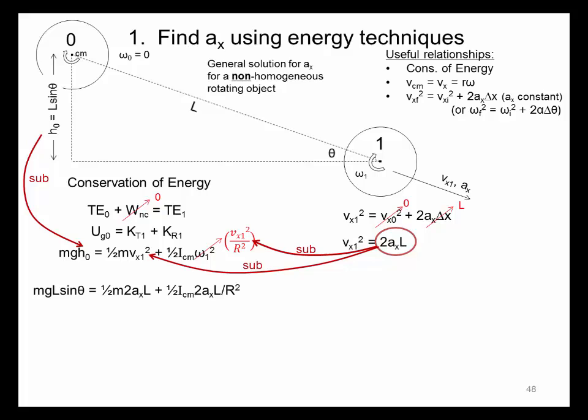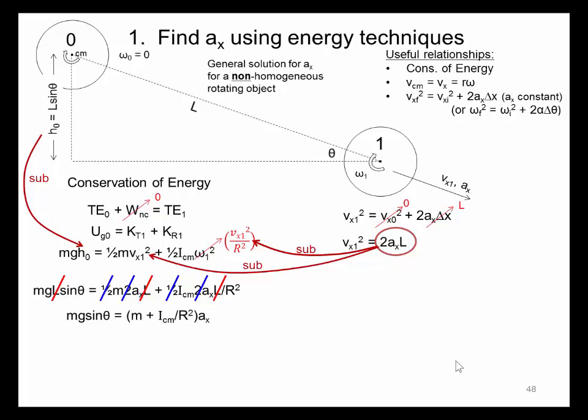So now that we've substituted, what we can do is some simplification here, and remember what we're trying to solve for is AX. And so the first thing we can do is cancel out the halves and the 2's that are multiplying by each other. And you'll also notice that we have the length of the ramp showing up in all three of the terms, and so we can cancel that out. So the length of the ramp doesn't affect the acceleration.